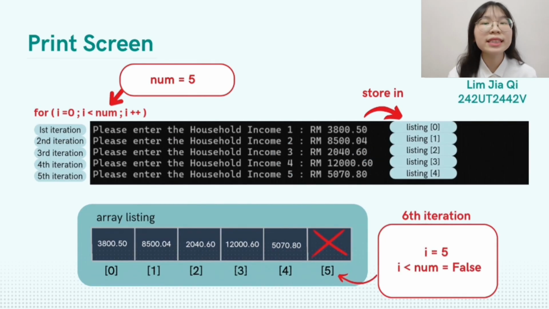For example, when num is 5, which is 5 households, the first iteration will store the user input, which is 3,800 ringgit and 50 cents, in array listing at index 0. And the second iteration will store user input in array listing at index 1. This process continues until the 5th iteration. For the 6th iteration, i is equal to 5. So the condition i less than 5 becomes false, and the loop exits.